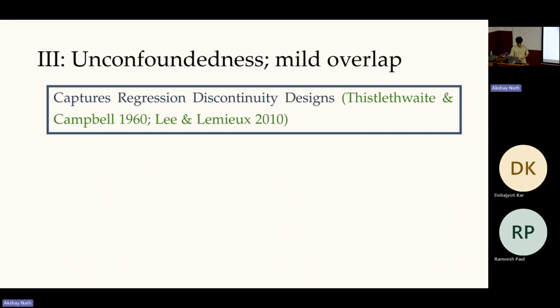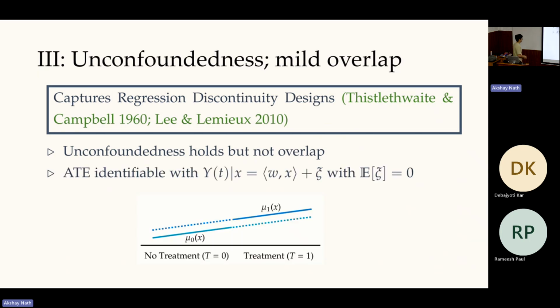So yeah, this is regression discontinuity designs that we have been talking about, so I'll not say too much, except that unconfoundedness holds, but overlap does not. So pictorially, it looks something like this. Let's say the scores were on the x-axis. Then there was some threshold after which you had treatment, and before which you didn't have treatment.